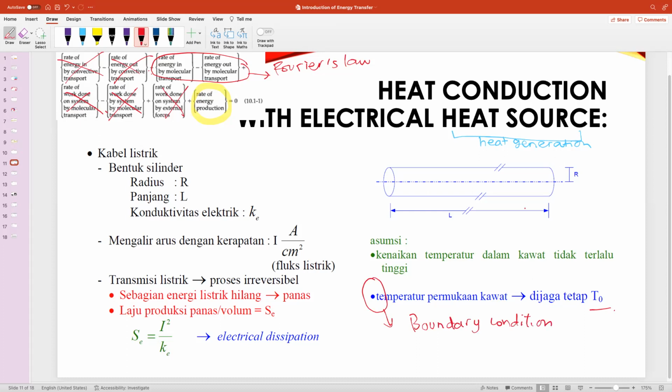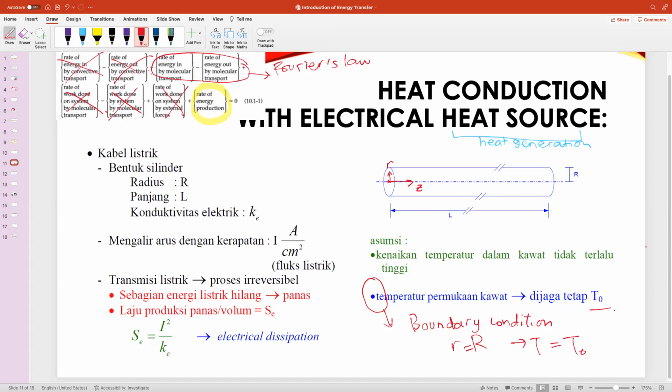Because it is a cylinder, of course we need to write the coordinates here. We write the coordinate in the middle, with the Z direction and the R direction. Once we know the boundary condition, when R equals capital R, then T equals T0, which is a constant. So on all of the surface, T would be T0.